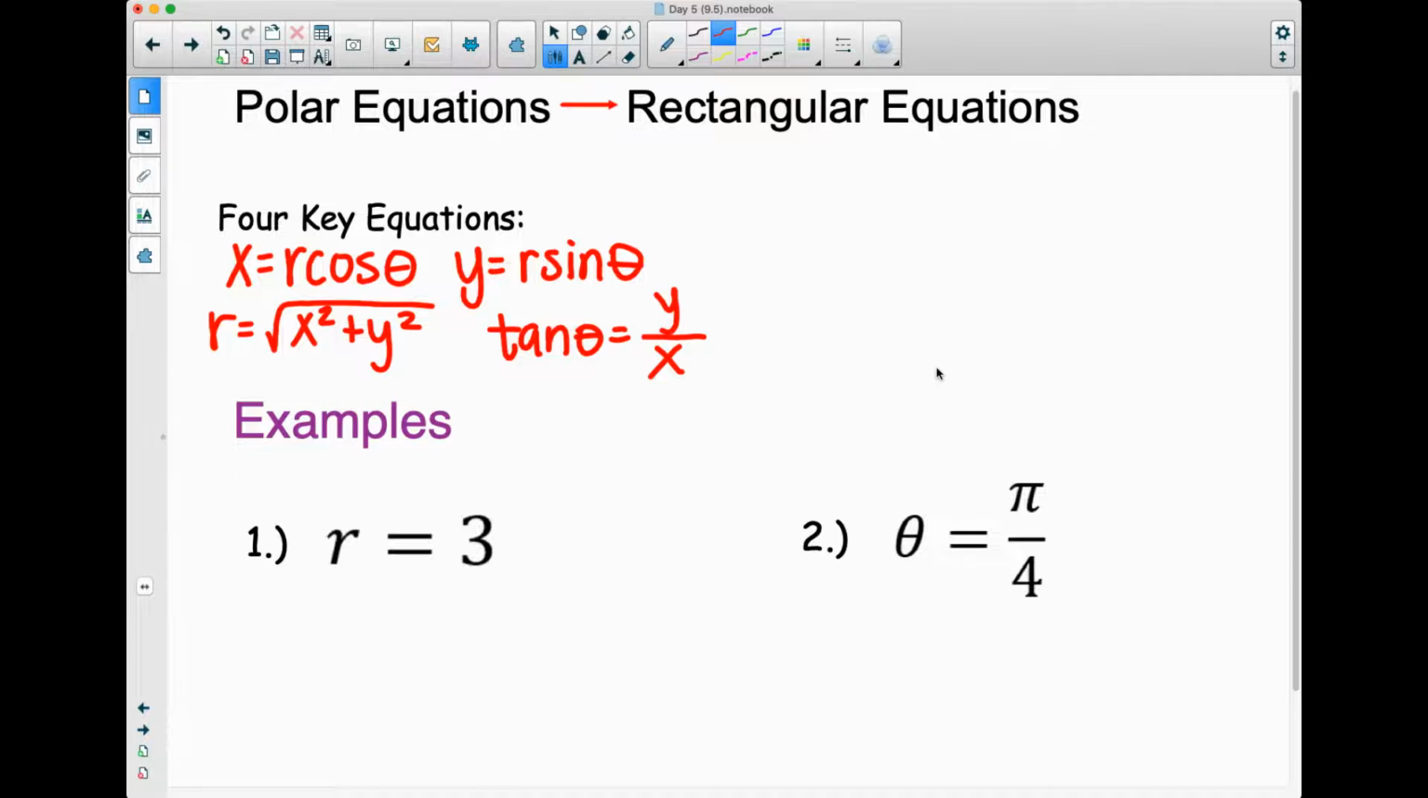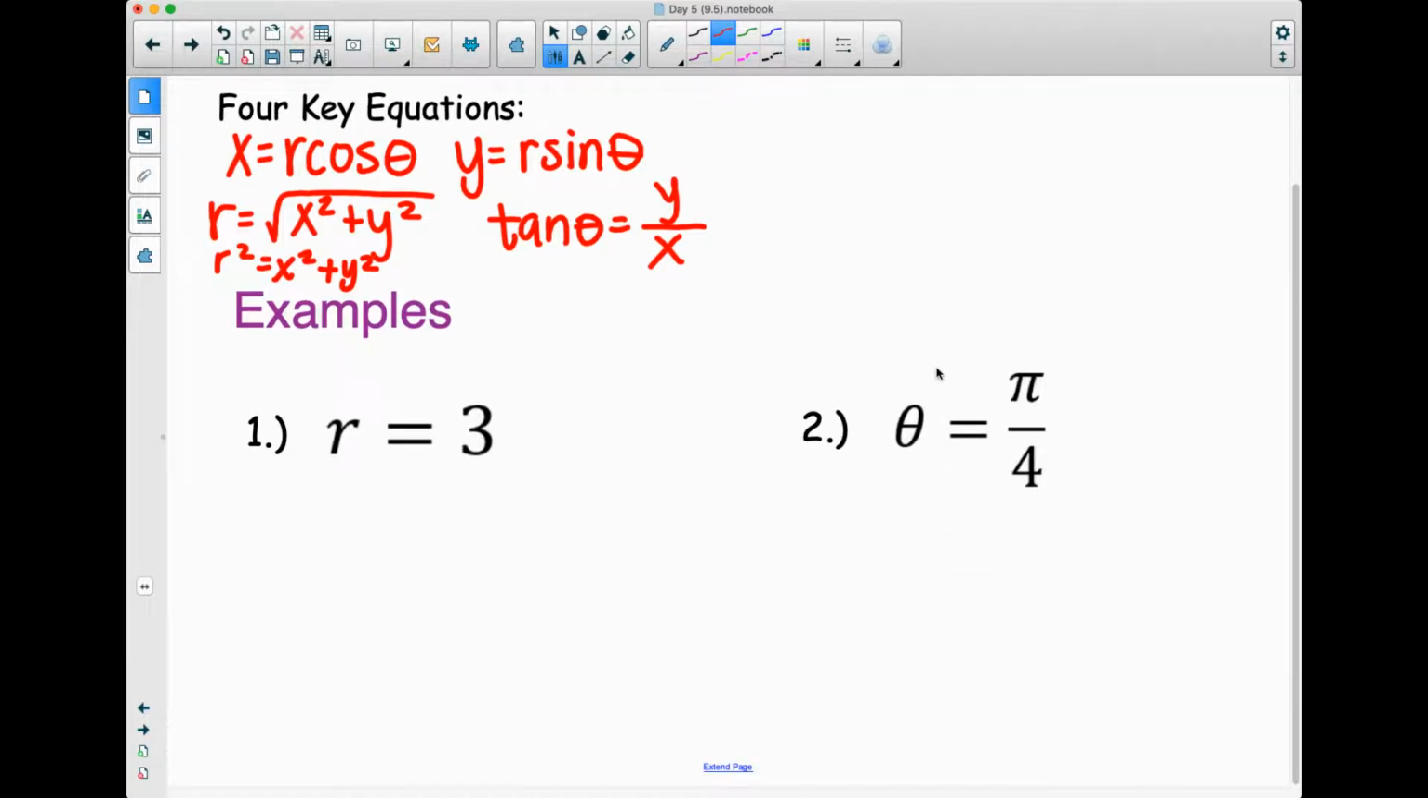I also write, we're going to need it for the first problem, r squared equals x squared plus y squared, without the square root taken. So I want the r's and thetas to disappear and the x's and y's to appear, okay?